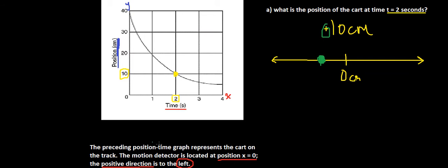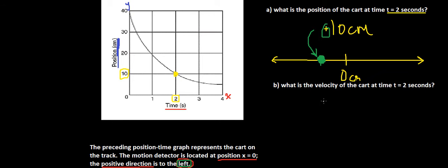Well, remember, in the problem, it said that the positive direction is to the left. So if it's 10 centimeters, the positive direction is always to the left, so the position of this cart is 10 centimeters to the left of the motion detector. So that is the position of the cart right here. If we look at it on a number line, that is the position of the cart at time t equals 2 seconds. That's pretty simple enough.